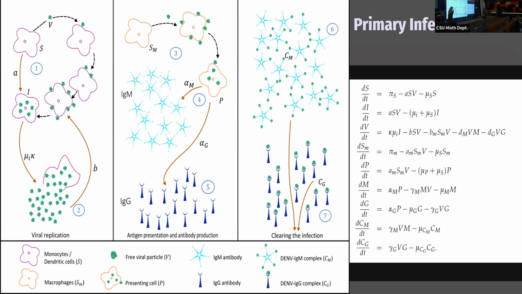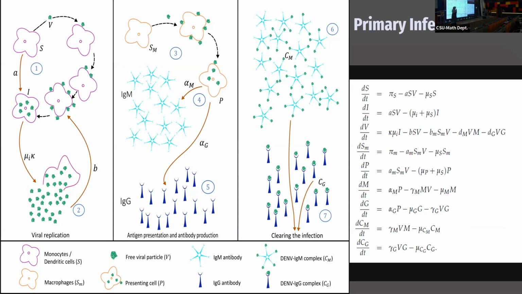Then the second stage is antigen presentation and antibody production. For the first infection, IgM will be the first response, then IgG the second response. So this one is the dengue IgM complex and also the dengue IgG complex. They interact at the level of protein or DNA, and then clear the infection. This is the primary infection scenario.